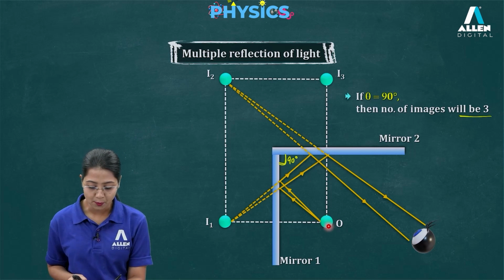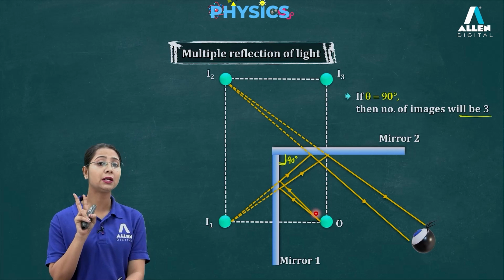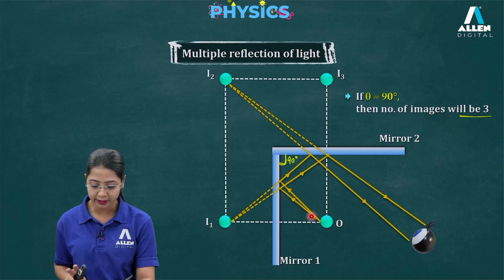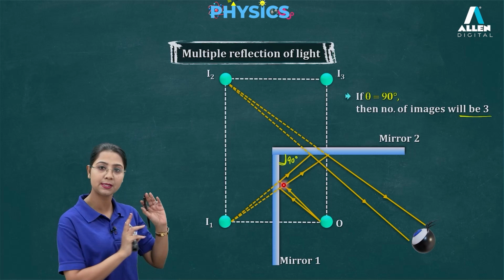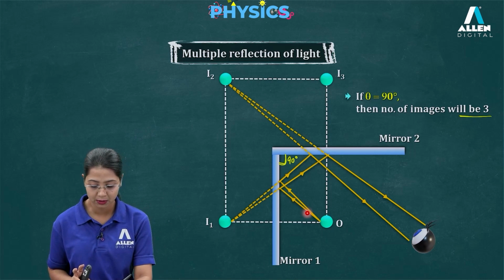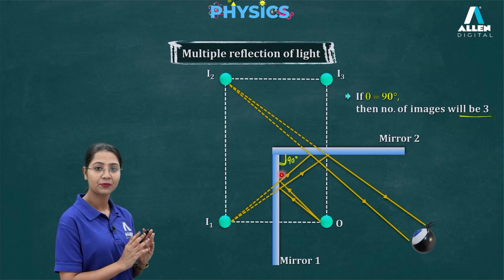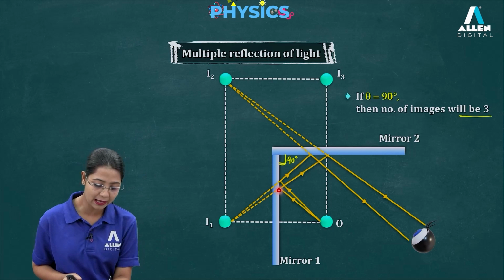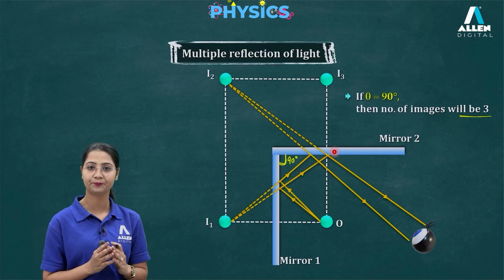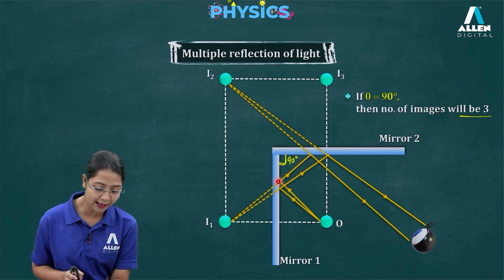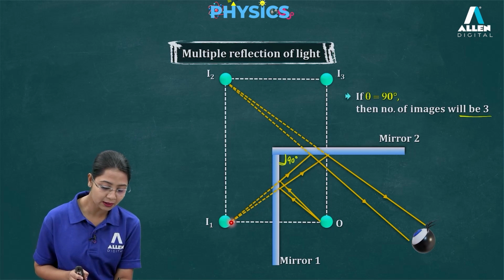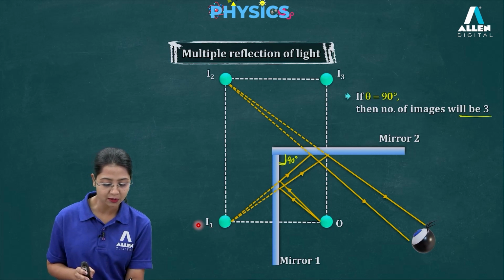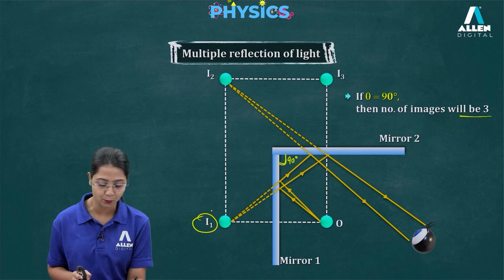Just observe, this is the point object. We know that we require a minimum of 2 incident rays. So 2 incident rays are incoming light rays for mirror 1. This is mirror 1 and these 2 are the incident rays. Definitely they will get reflected. Now by extending the reflected light rays, we will find these reflected light rays appear to meet at this point. So at this point the first image will form, this is I1.